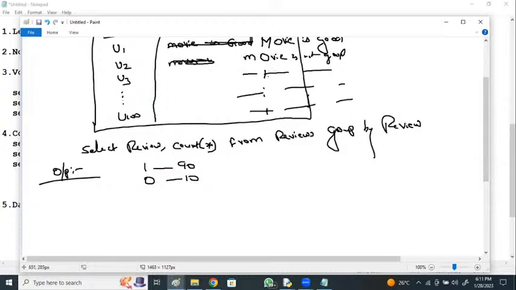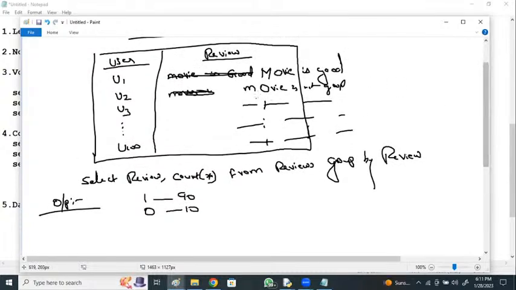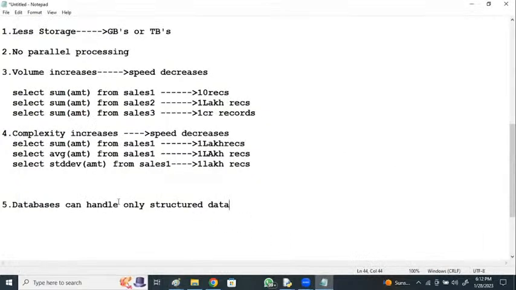Now, can you write an SQL query for this, if they are writing in the text format? How many people saying good, how many people saying it's not good, right? We cannot write a query even based on keyword count. If you want to count based on keyword, still it gives wrong computation. Because even "not good" has got "good" within it, right? So the major drawback with databases is they can handle only structured data.